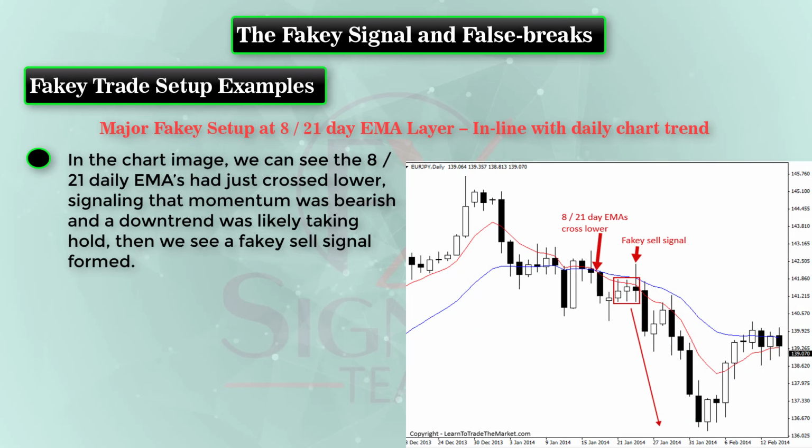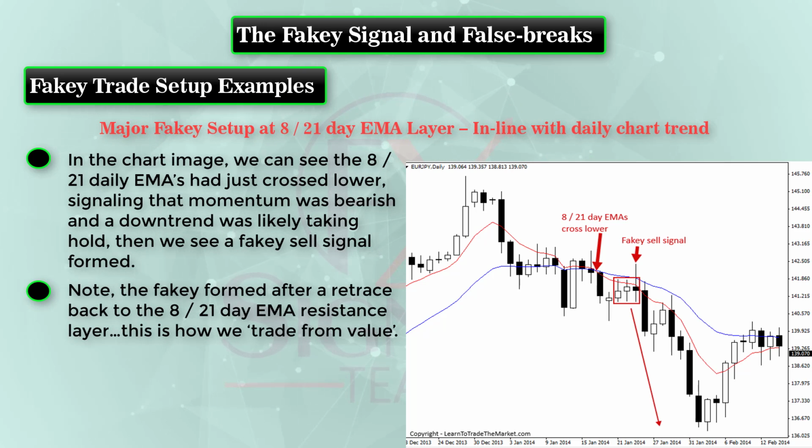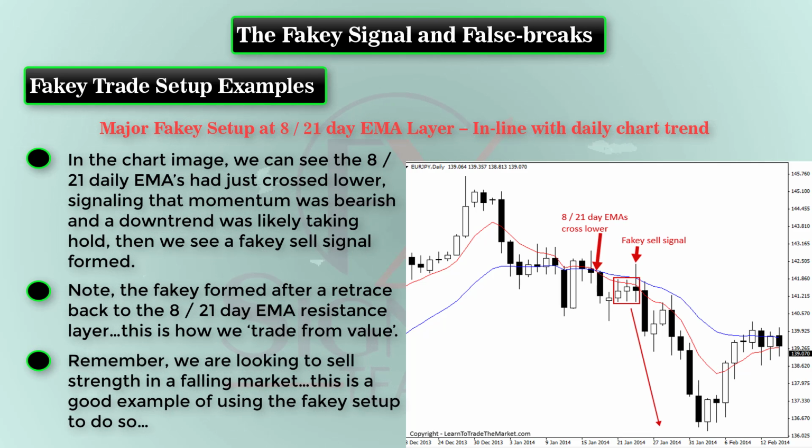In the chart image, we can see the 8/21 daily EMAs had just crossed lower, signaling that momentum was bearish and a downtrend was likely taking hold. Then we see a Fakey sell signal formed. Note, the Fakey formed after a retrace back to the 8/21-day EMA resistance layer. This is how we trade from value. Remember, we are looking to sell strength in a falling market. This is a good example of using the Fakey setup to do so.